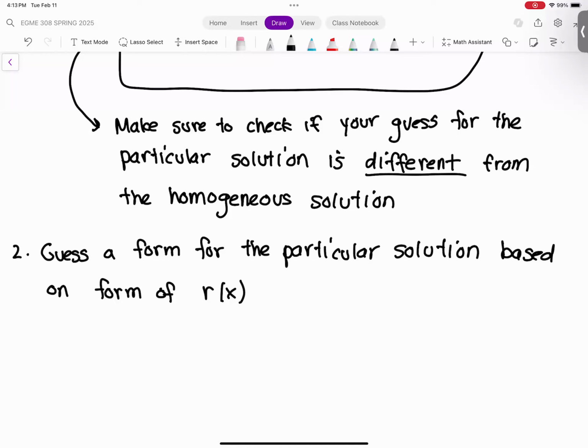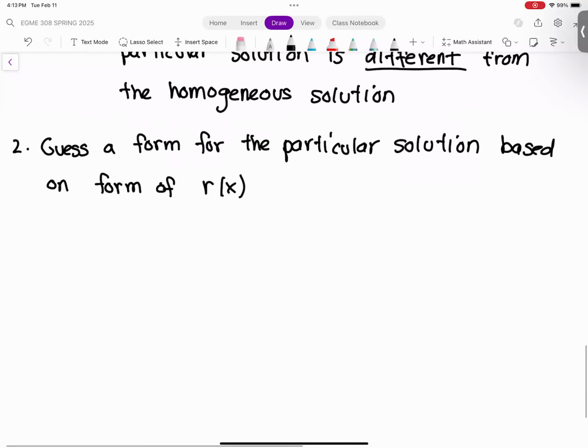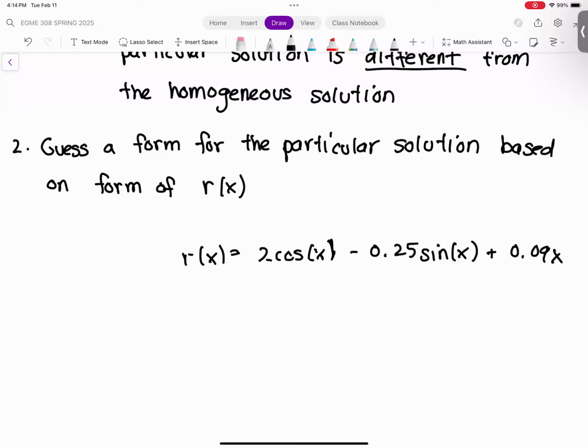Problem 2. Okay, the microphone's going crazy. Okay, let me write out our non-homogeneous term again. We have r of x for this problem is equal to 2 cosine of x minus 0.25 sine of x plus 0.09 x.